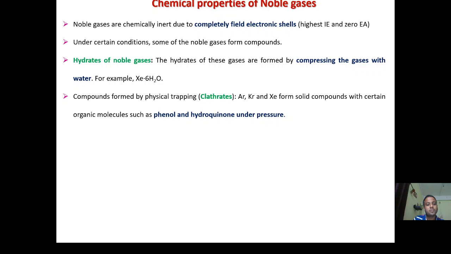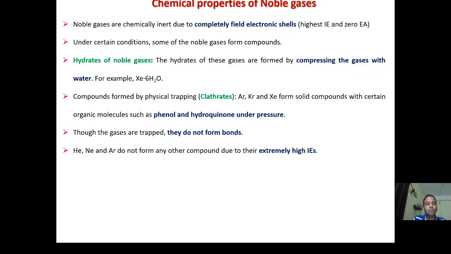Similarly, by trapping, noble gases can form compounds, and these compounds are known as clathrates. Clathrates are also held together by non-covalent interaction. That is why they are also not considered to be chemical compounds of noble gases. How are clathrates prepared? Basically, noble gas of appropriate size with certain organic molecules, and sometimes inorganic molecules, fit in the cavities. Though the gases are trapped, they do not form bonds.